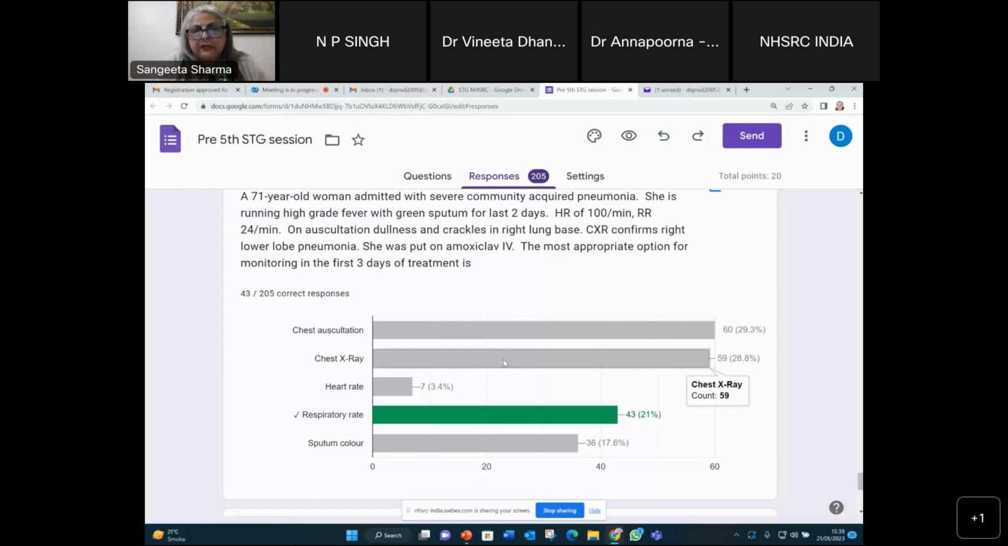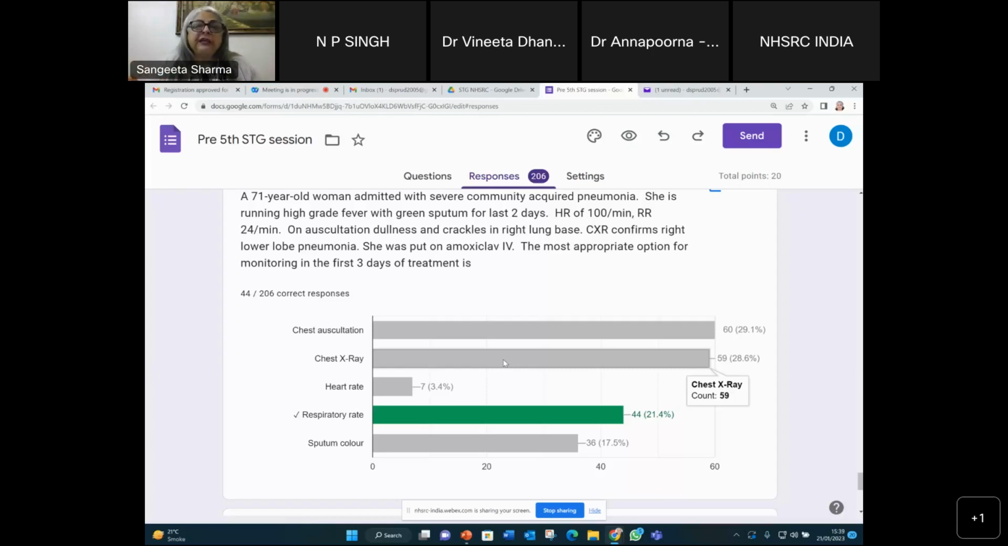Not only in the immediate 3 days, but even after you complete the antibiotic course for these patients, even after 15 days, there is no need for an end of treatment X-ray, because if there is a patch in the lungs, the clearance of this patch will take much longer than the clinical response. So we need to see whether the fever is down, respiratory rate is down, heart rate is coming down, and chest auscultation, but not in the immediate 3 days. Sputum color is again not a very reliable way.